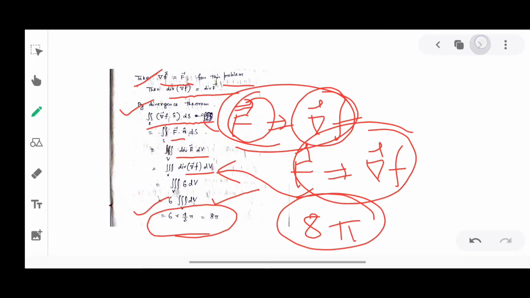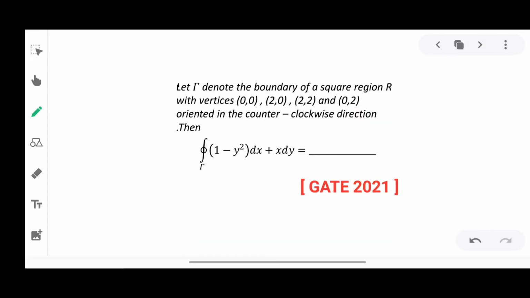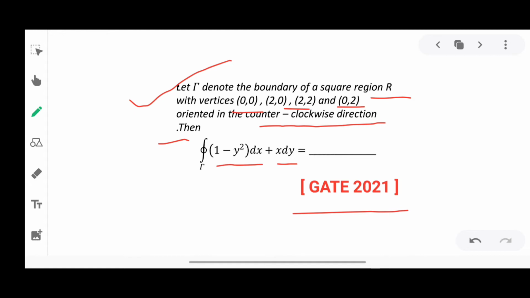Next, take a problem which also came in GATE 2021. Let gamma be the boundary of a square region R with the vertices (0,0), (2,0), (2,2) and (0,2), oriented in the counterclockwise direction. Then the closed integral over gamma of (1 minus y square) dx plus x dy is equal to. This problem is based on Green's theorem.